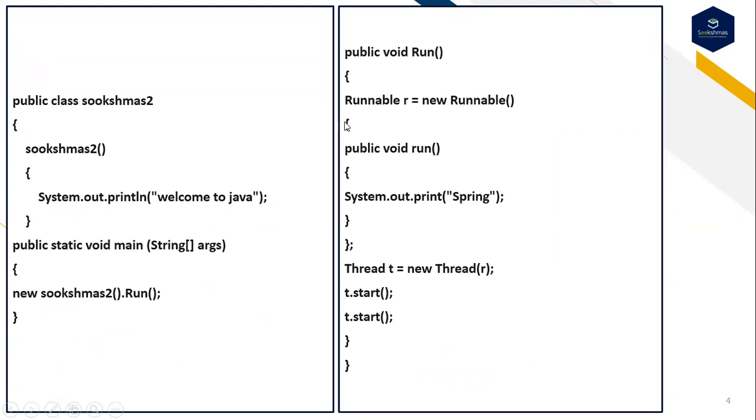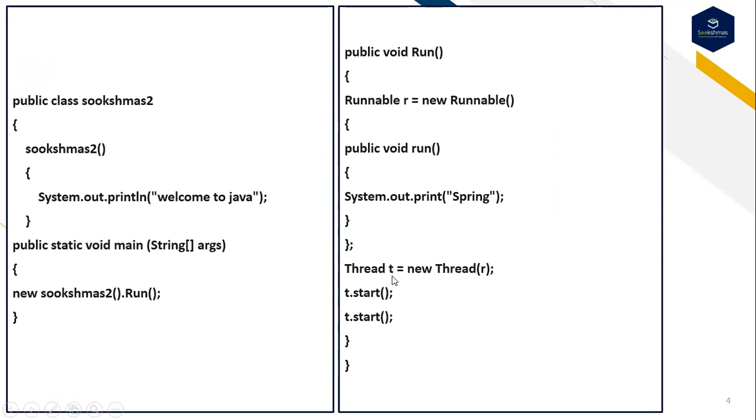Here you have to understand that this is completely an anonymous inner class implementation. The class will be hidden, the class has no name. This is the anonymous inner class implementation. Runnable is the interface here. Then this is the method which is present inside the anonymous inner class.